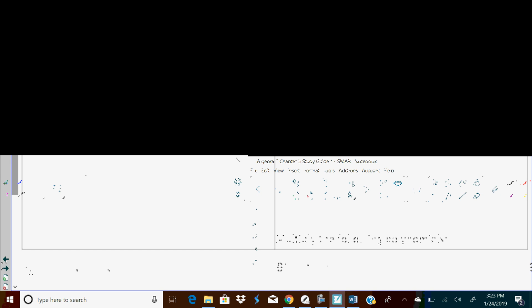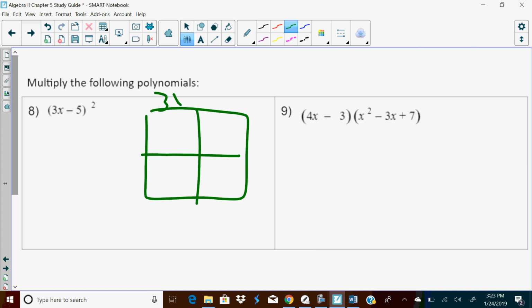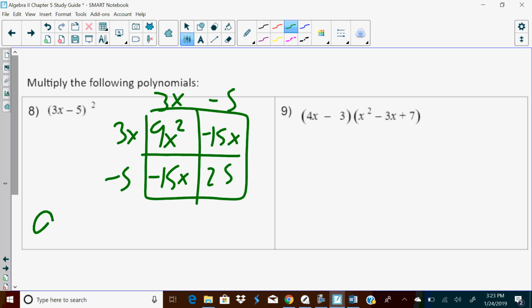Problem number 8, multiply the following polynomials. So I would just box it out. So I get 3x and -5 and 3x and -5. So I'm going to get 9x squared, -15x, -15x, 25. So I'm going to simplify and I get 9x squared minus 30x plus 25.